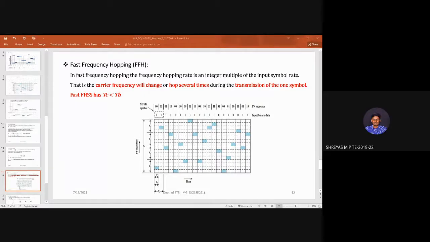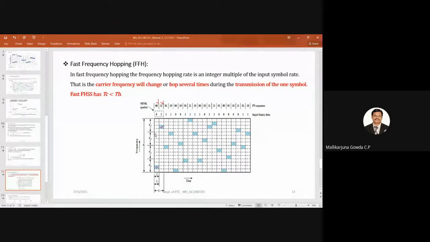Sir, we can't see the slideshow, sir. You can't see? No, sir. Whatever I'm writing is not visible. I'm writing with a pen. I will not get any option for writing if I don't go for slideshow. Okay, now I retained whatever I marked. Is that clear?